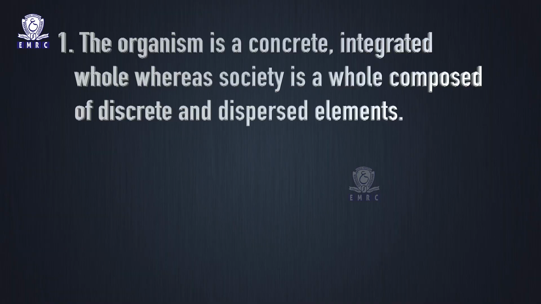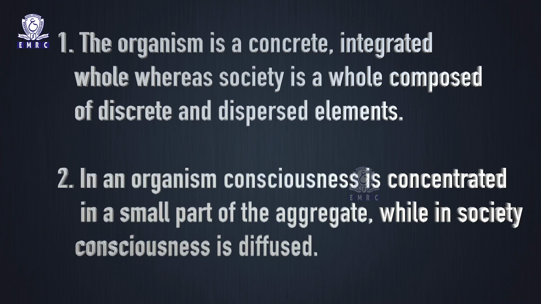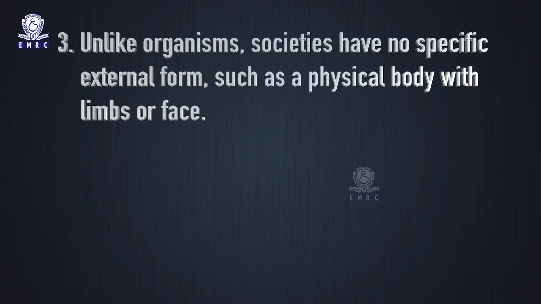Differences between organism and society. Having outlined these similarities, Spencer points out the ways in which societies and organism differ from each other. The differences are, firstly, the organism is a concrete, integrated whole, whereas society is a whole composed of discrete and dispersed elements. Secondly, in an organism, consciousness is concentrated in a small part of the aggregate, while in society, consciousness is diffused. Thirdly, unlike organisms, societies have no specific external form, such as a physical body with limbs or face.